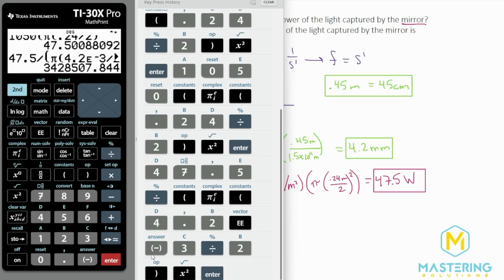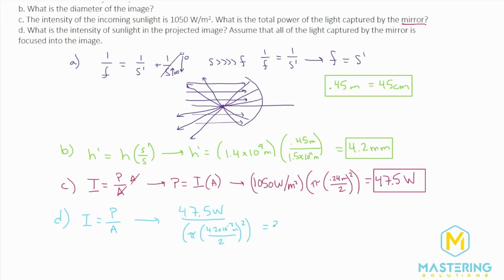So the intensity at the mirror, or at the paper focusing the light rays is 1, 2, 3. So we'll say 3.4 times 10 to the 6 watts per meter squared. So here are your answers to the question for the intensity, power by the mirror, the diameter, and for the image focal point.